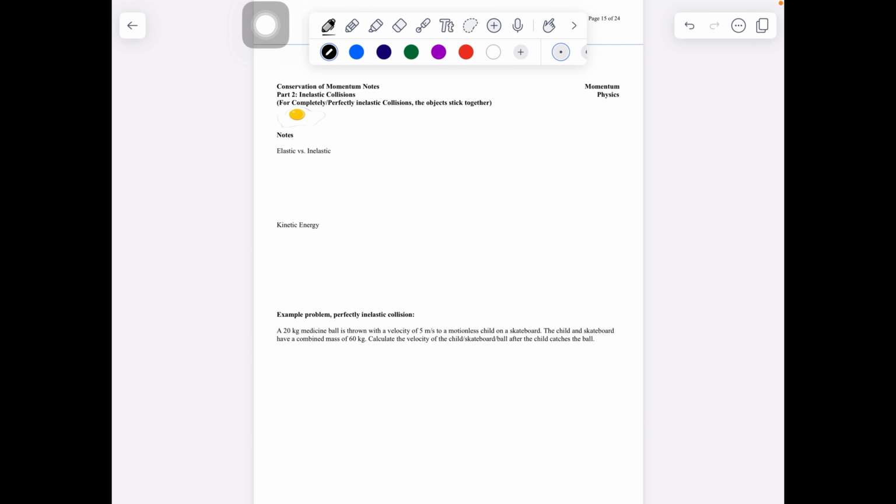Alright, welcome. Today we're going to talk about inelastic collisions. Last time we talked about bounce collisions, now we're going to talk about inelastic collisions, still using conservation of momentum. First off, we have to talk about this idea of elastic versus inelastic.